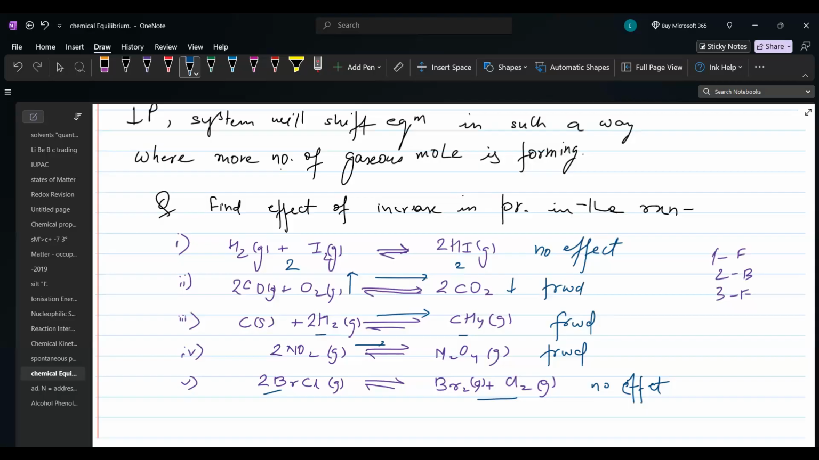Think about this: H2 and I2, hydrogen and iodine, because of increasing pressure will start reacting more. But when they form 2HI, hydrogen iodide will also break down in such a way that equilibrium is established. So overall we will see no effect on the equilibrium. The forward reaction and backward reaction are balanced in such a way that overall we see no effect.